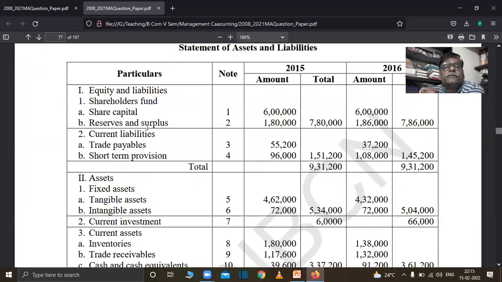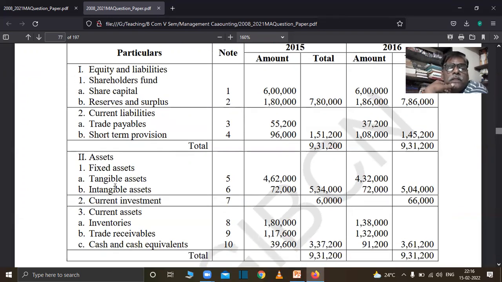And you see here, in this problem, capital is 6 lakh, 6 lakh. There is no change, so there is no fund flow on this point. And this reserve and surplus you have to consider. The second note is related with funds from operation. Remember this. Current liabilities are related with schedule of changes in working capital. Trade payables are there, short-term provisions are there.